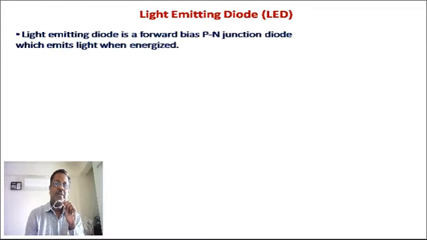Today we are going to discuss the light emitting diode, that is LED. A light emitting diode is a forward bias PN junction diode which emits light when energized. A light emitting diode is always operated in forward bias condition, and when it is operated in forward bias condition, it emits light when it gets energized.